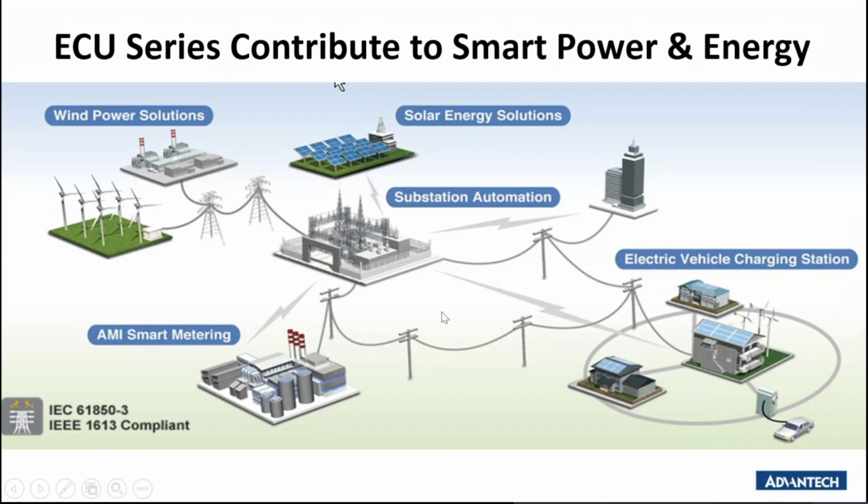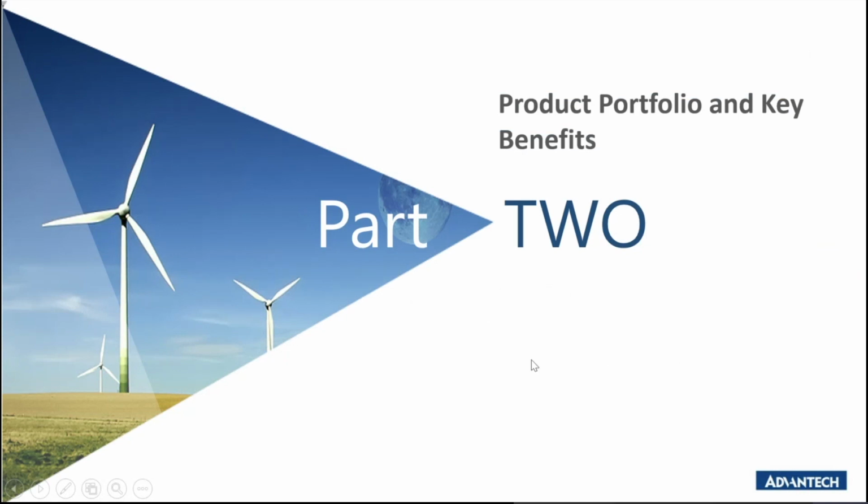Okay, for our ECU series, we are mainly focusing on substation automation solutions. As you can see, we are focusing on substation automation, solar energy solutions, and wind power solutions, also in electric vehicle charging stations, as well as AMI smart metering. Okay, let's go into the product portfolio and the key benefits.